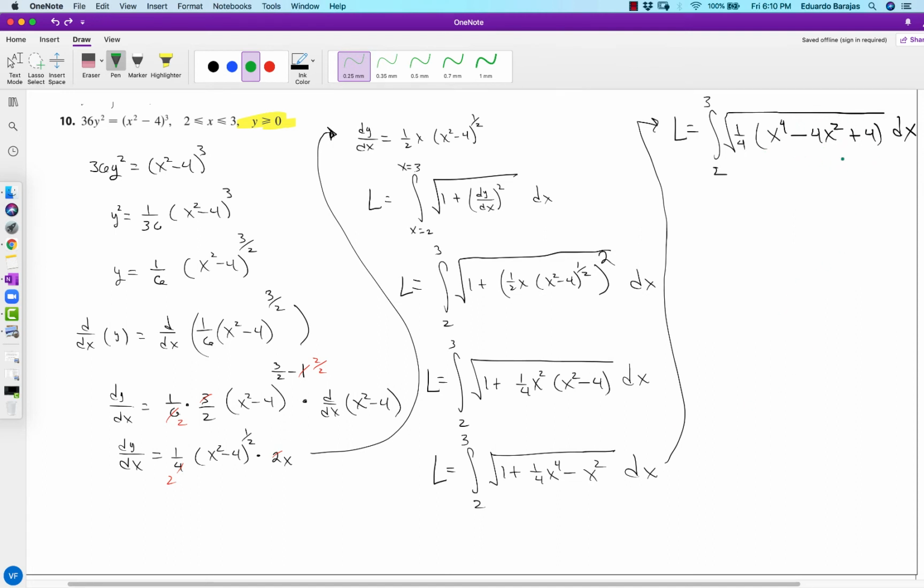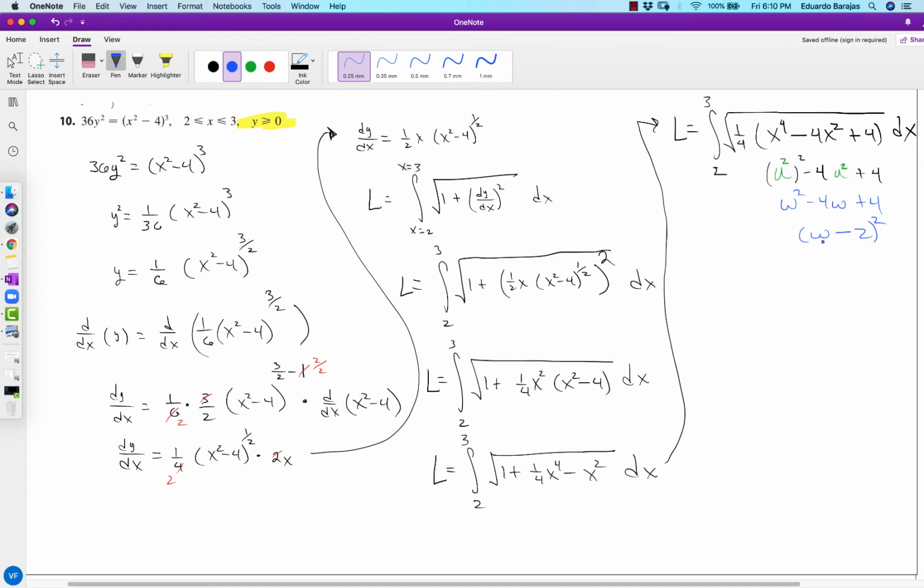And now this is like a quadratic in disguise. Think of, say, u to the power of 2, squared, minus 4u squared plus 4, right? So if it was blank squared minus 4 times blank, if I just had, say, w squared minus 4w plus 4, then this factors out nicely as (w minus 2) squared.